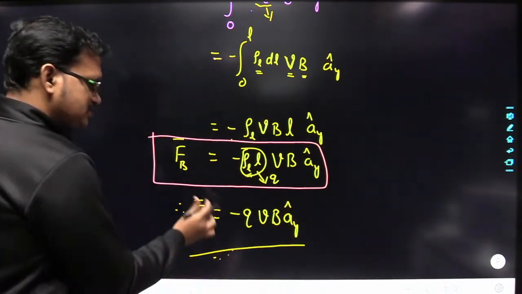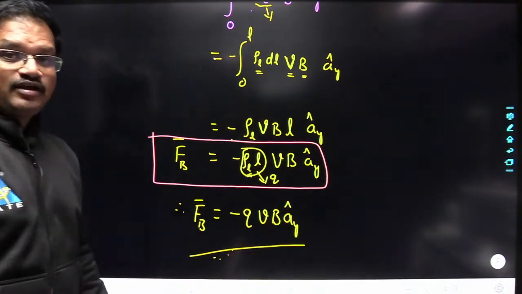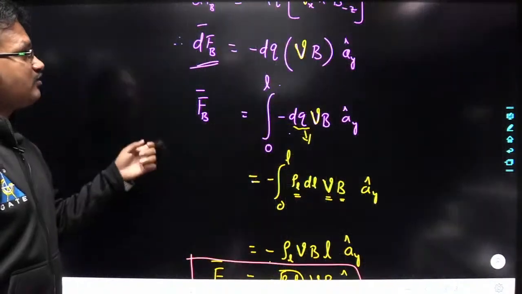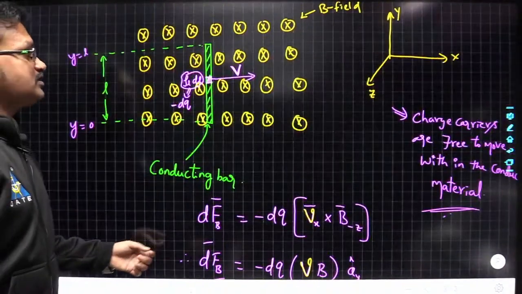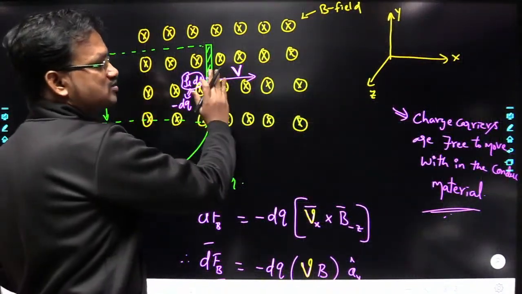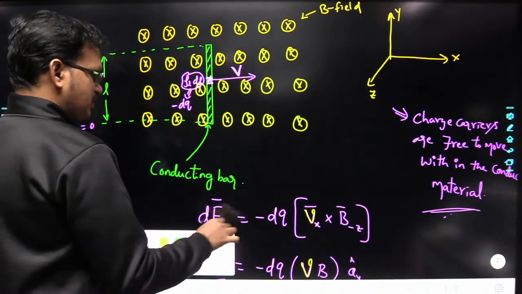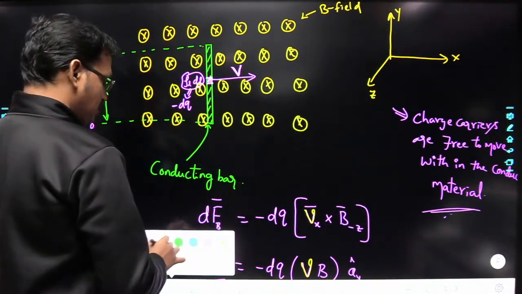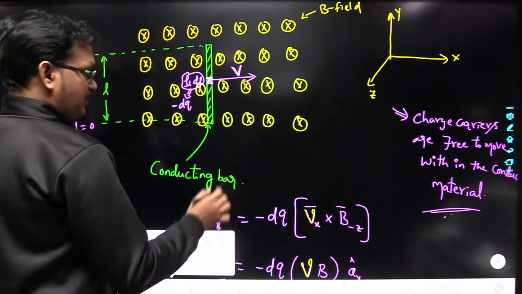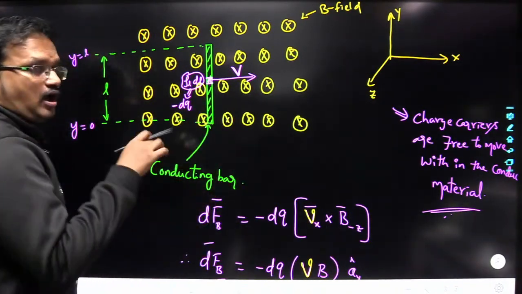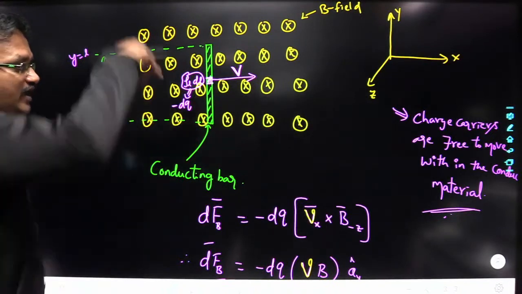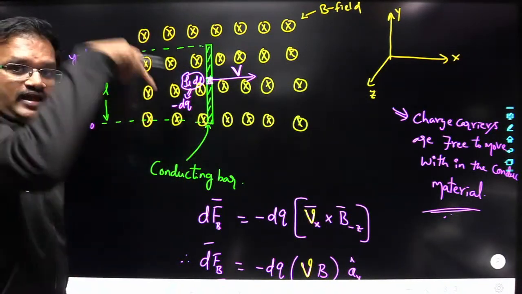So that means the resultant magnetic force is in negative y direction. So negative y direction here. Whenever this conducting bar is moving along x direction, the negative charge carriers that are present within the conducting material are going to experience the force in downward direction, that is in negative y direction.